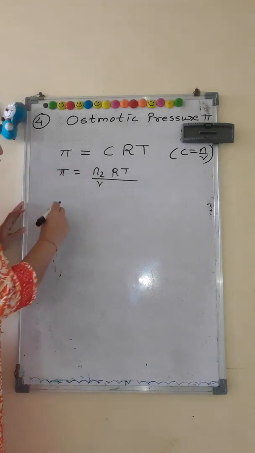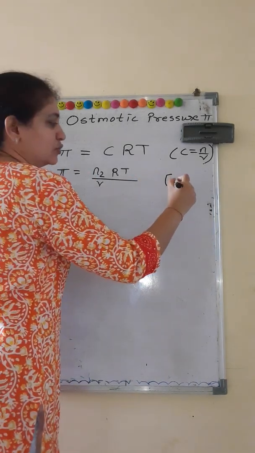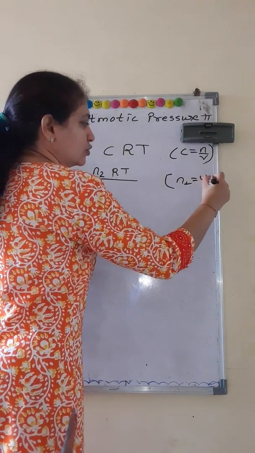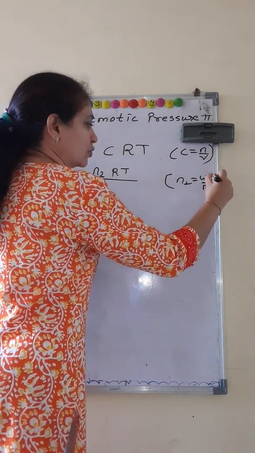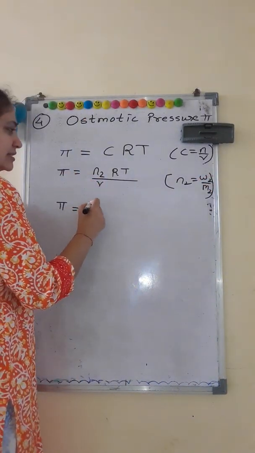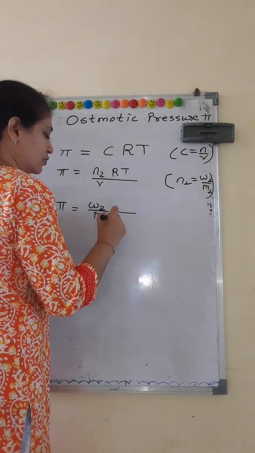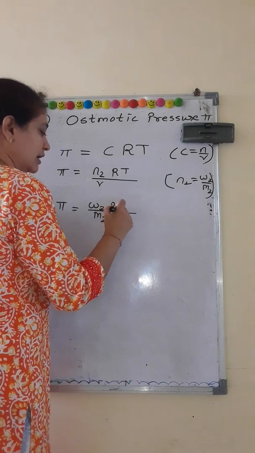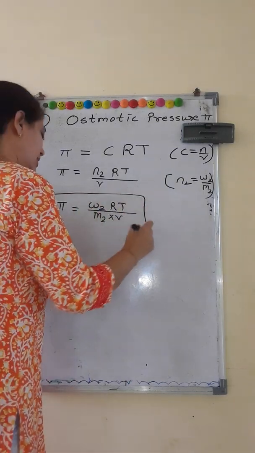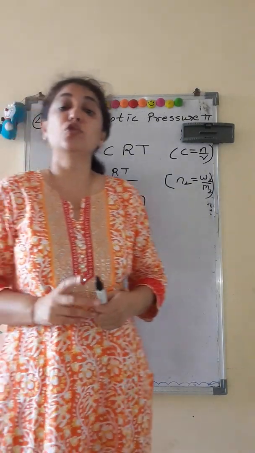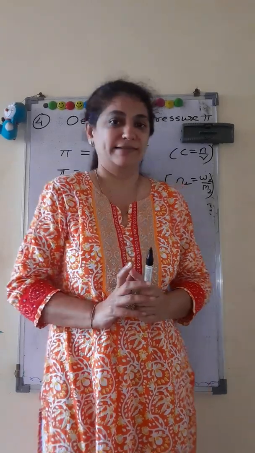What is N2? N2 is W2 upon M2. So we get pi = W2 upon M2 into V into RT, and this we will use in numericals.